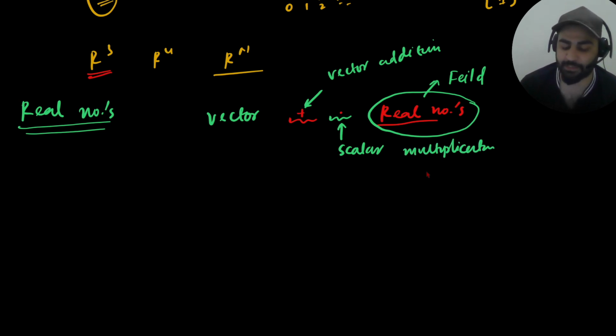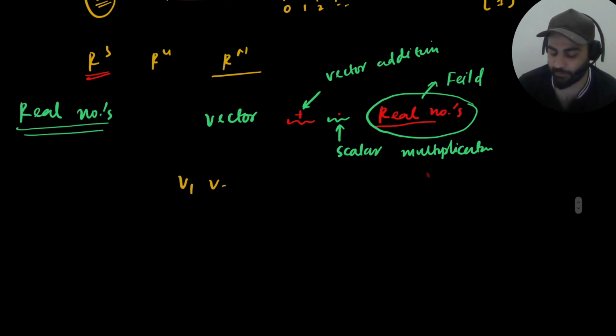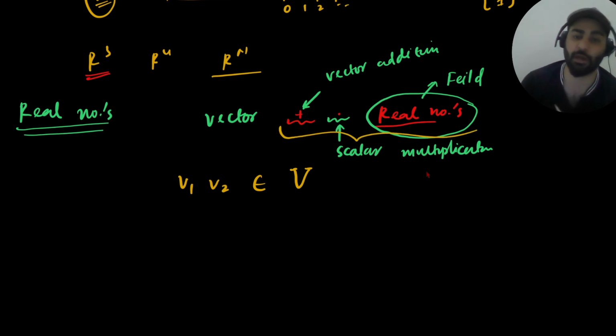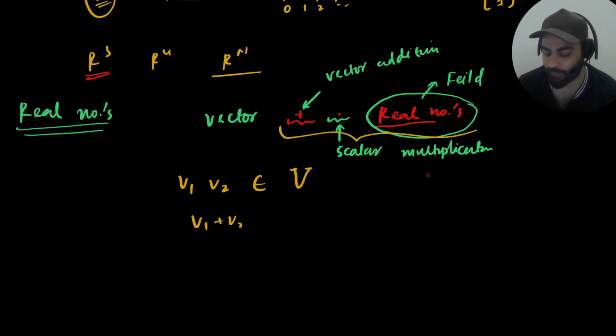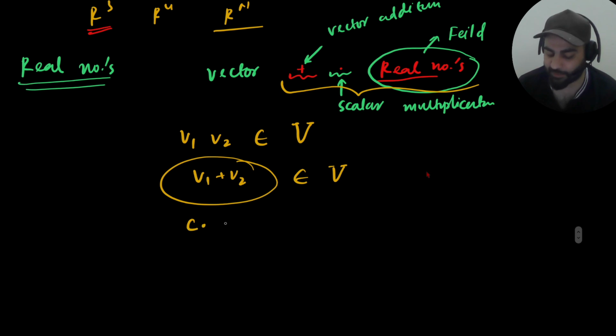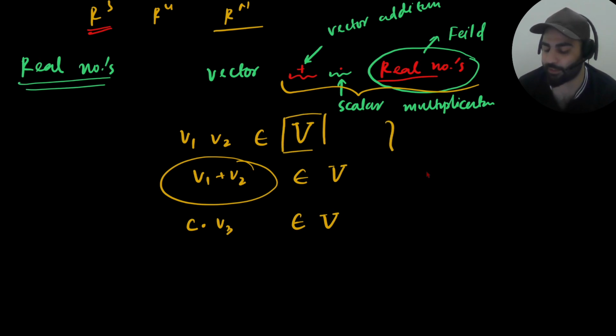So what is a vector space? Roughly, if you take any two vectors, let's call them v1 and v2, which belong to our vector space, let's call that capital V. If we can add these two vectors, v1 plus v2, and that sum still belongs to this vector space, and if we multiply any vector, let's call it v3, by a scalar and that also belongs to V, then we call it a vector space.